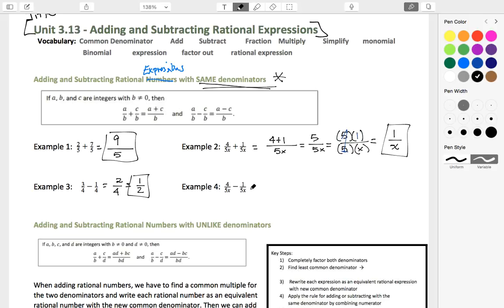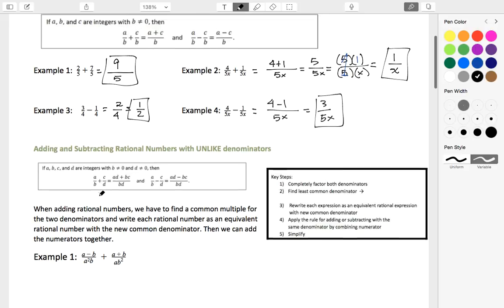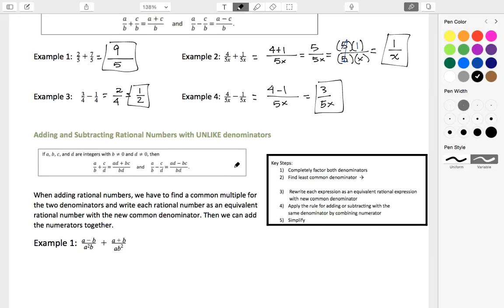Then here, same thing. They both have the same denominator, 5x. This time it's the same problem, but subtraction. So I can write this all under 5x and do 4 minus 1, and that becomes 3 over 5x. There's nothing I can further simplify, therefore that is my answer. Cool. Easy peasy.